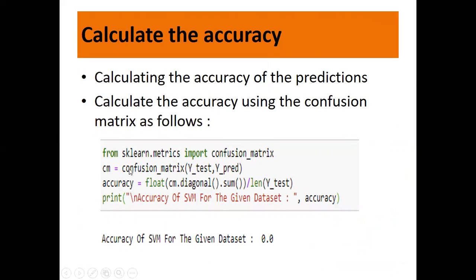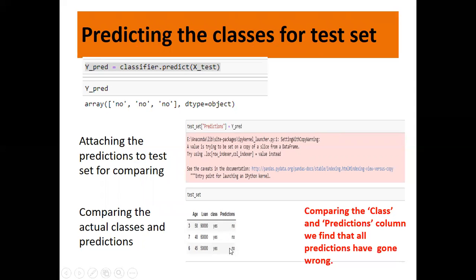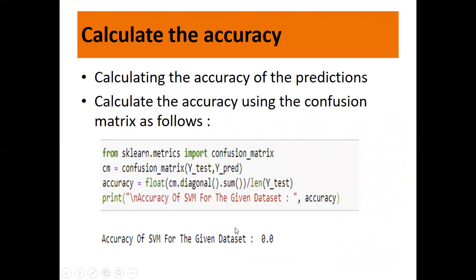Again, we just print the confusion matrix. For accuracy we are using the confusion matrix, which is plotted here. And it shows accuracy is 0.0. Why? Because all the records are classified wrongly. It is yes, but it is predicting no. Is it fine? So this is an example where the SVM model is giving 0% accuracy. Fine. Now let us see another example.